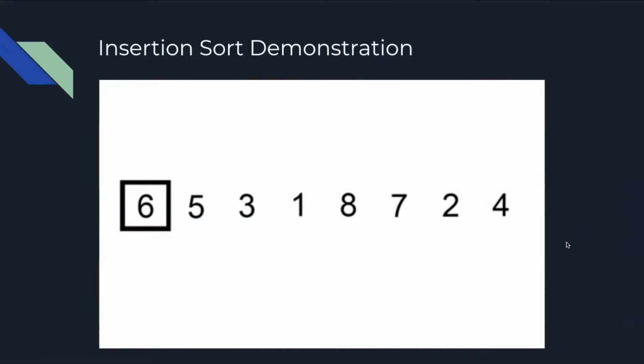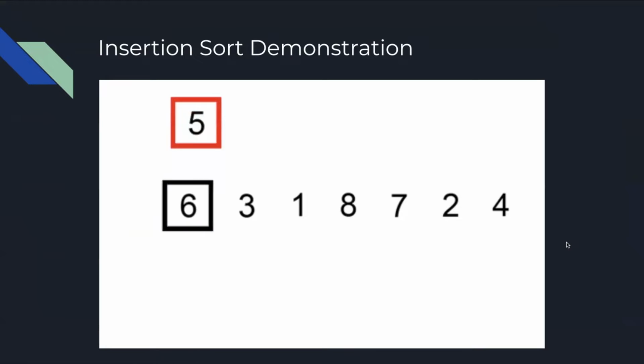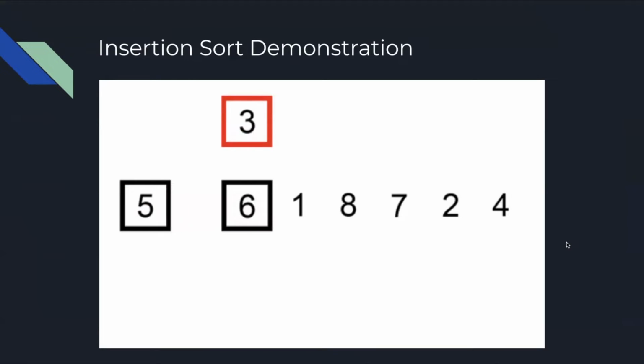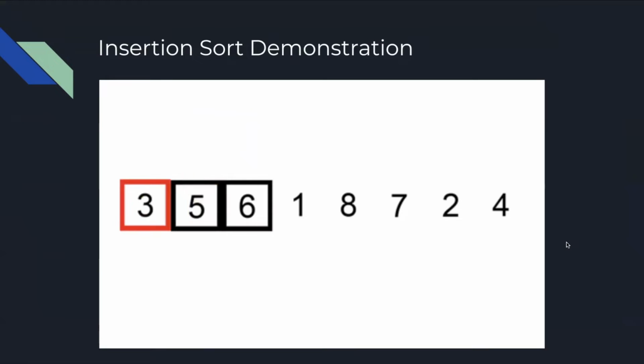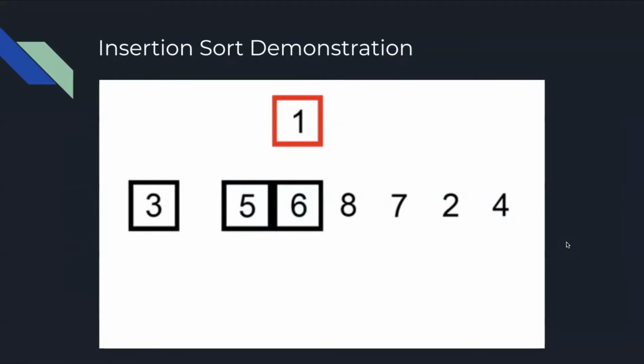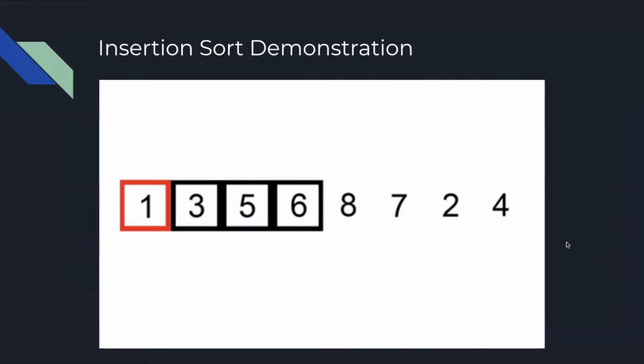First, you start with the first number in the list, and then you look to the number to the right. And since 5 is less than 6, you'll move 5 in front of it and push over 6. And then since 3 is less than 6 as well as less than 5, it'll move in front of both of them. The same thing for 1. You'll look at it, it's less than 6, as well as less than 5, as well as less than 3. So it'll go to the first part of the list.